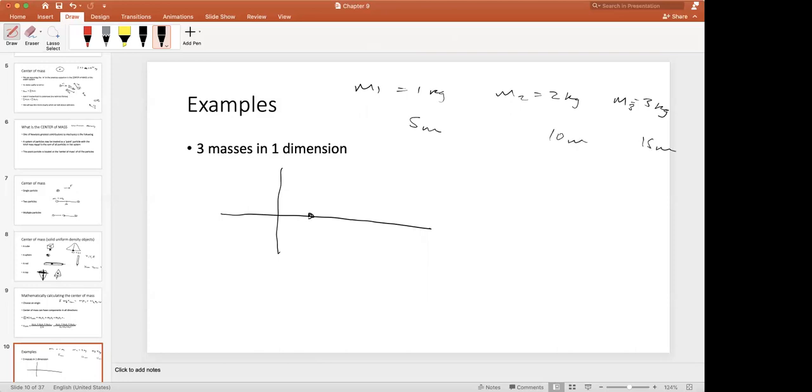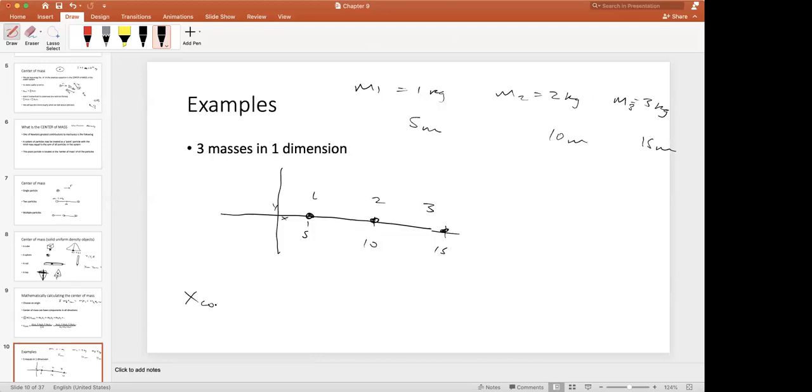And we want to know where our center of mass is for the system. Now, obviously, the center of mass is only going to be in the x. This is x, this is y. It can only be in the x direction because all of our masses are only in the x direction. But where is it?